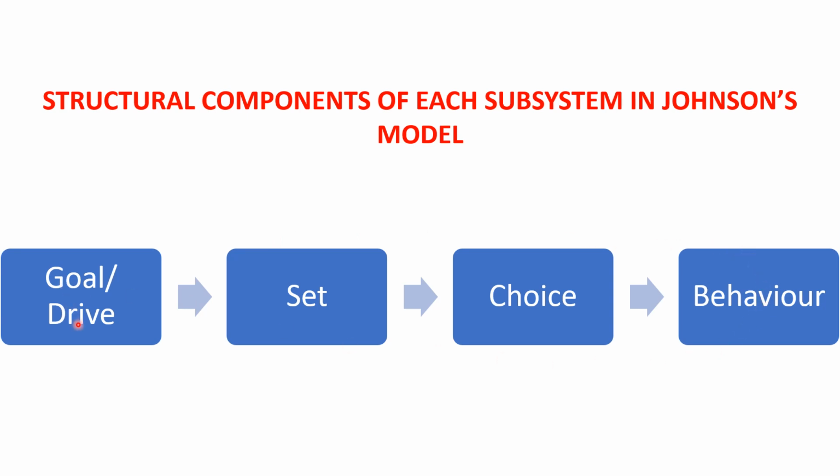Whatever the subsystem is, ingestive, dependency, eliminative or any other subsystem, all subsystems will be having a goal, which is also known as a drive. Then it has got some set criteria. Then it will be having a choice of selecting some option which will result in the behavior of the subsystem. So each subsystem has got four structural components. We will see them one by one.